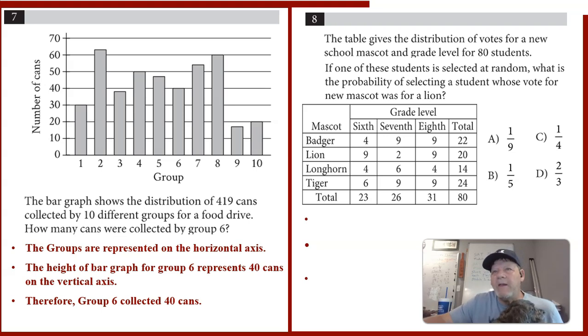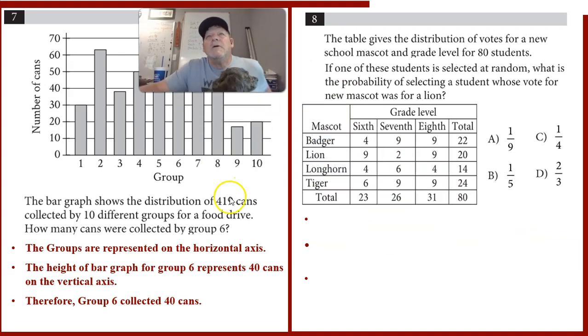All right, on number 8. Number 8 says the table gives a distribution of votes for a new school mascot and grade level for 80 students.